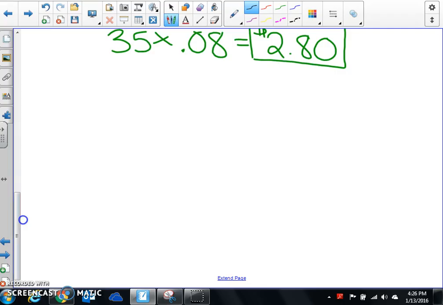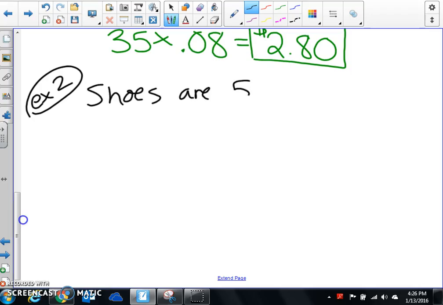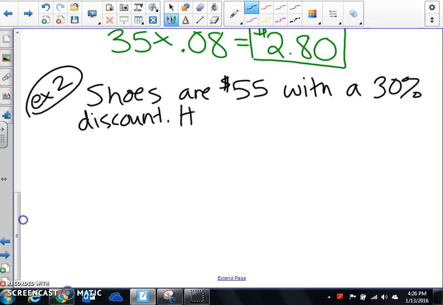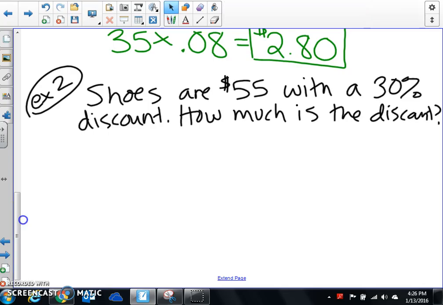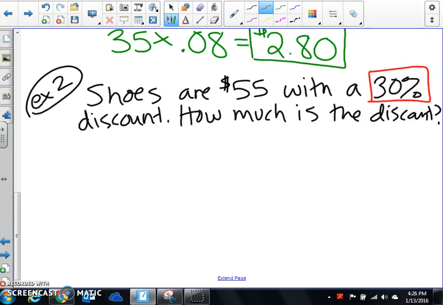Here's another one, a little bit different. Let's do one with discount real quick. They say shoes are $55 with a 30% discount. How much is the discount? Okay, so you say, all right, first thing I see is that percentage. So I turn that percentage into a decimal. So 30%, I dip to the left twice, so that's equal to 0.30, or just 0.3.